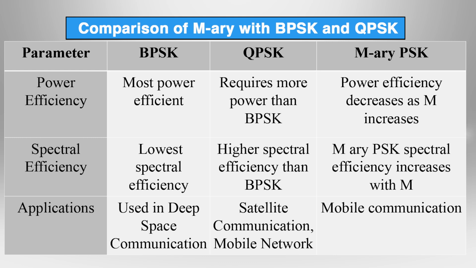M-array PSK is used in scenarios where high data rates are required, such as in higher order modulation schemes in mobile communication, for example 8 PSK in EDGE, or in systems where bandwidth is a crucial constraint. In summary, M-array PSK is a versatile and efficient modulation technique that balances the need for higher data rates with the constraint of bandwidth and error performance. Understanding its principle and application is crucial for designing modern digital communication systems.